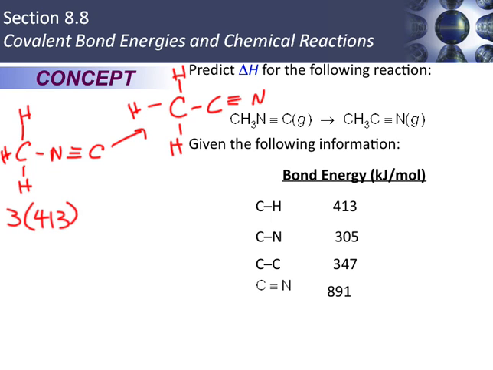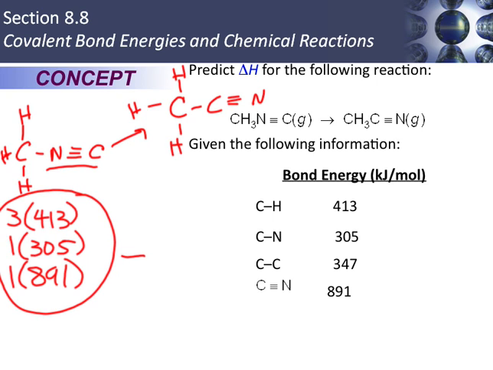What else are we breaking in this picture? 1 C to N single bond. 1 C to N is 305. And what else are we breaking? Triple bond N to C, that is 891. Okay, so these are all the bonds broken. We're going to sum these, bonds broken minus, and now let's write down all the bonds we are forming.